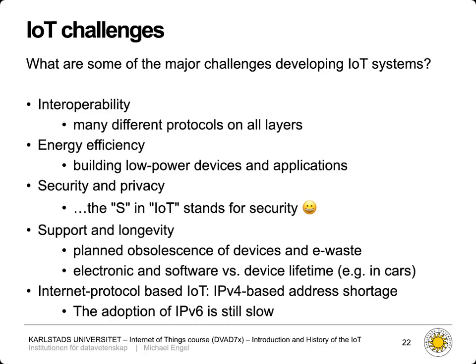So, what's the difficulty when building IoT systems? What are the major challenges when we're, as a developer, building, developing, deploying IoT systems? Now, one thing is you have so many different devices and they all have to talk to each other. So we have to enable interoperability. There's many different protocols on all layers. We have to enable reliable communication. We have to enable communication that works between devices with low computing power and high computing power. So this is already quite complex.